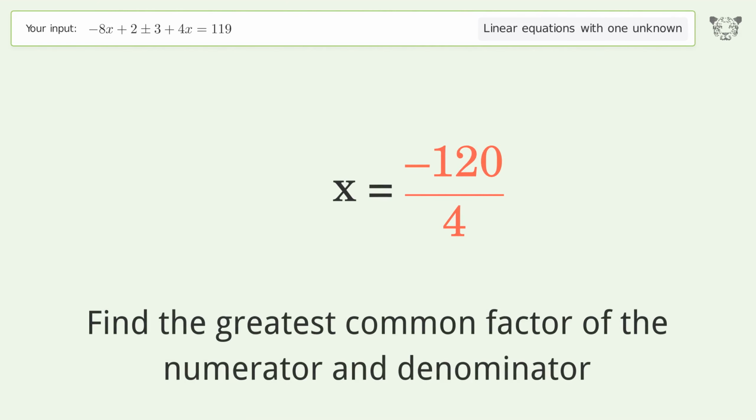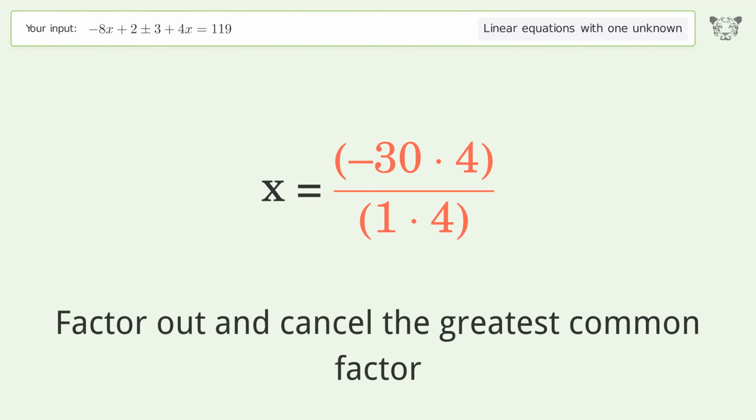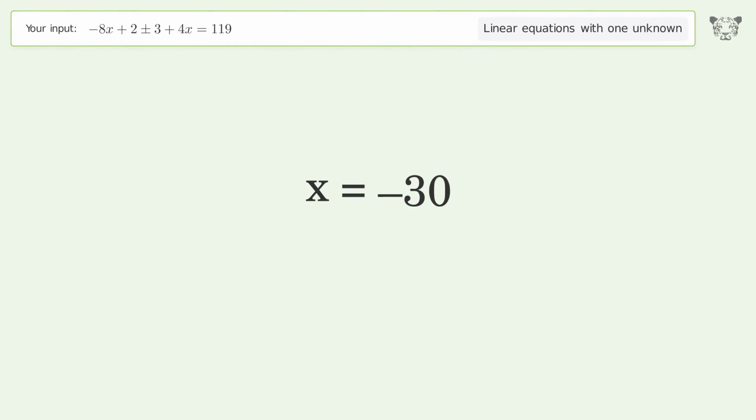Find the greatest common factor of the numerator and denominator. Factor out and cancel the greatest common factor. And so the final result is x equals -30.